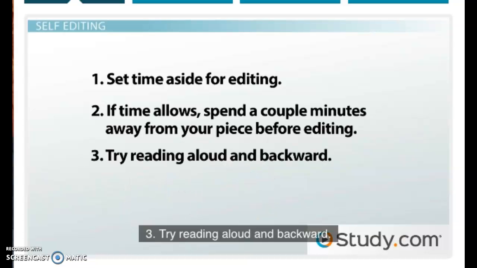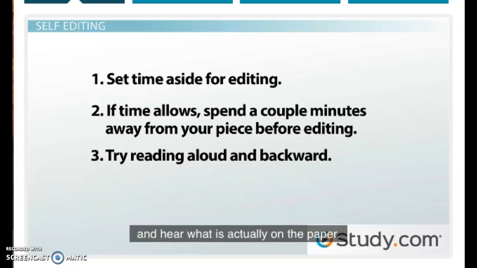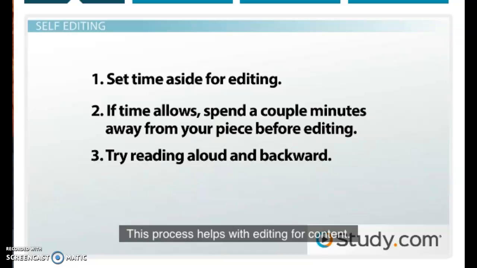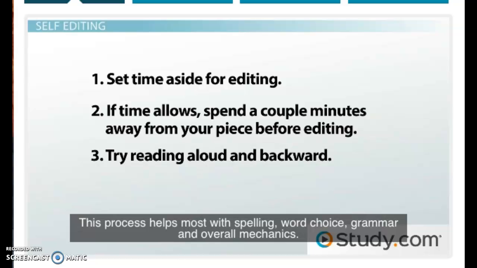Number three, try reading aloud and backward. Reading your paper aloud allows you to stop seeing what you intended to write and hear what is actually on the paper. It allows you to more easily check for the proper flow and experience the level of difficulty it will take to read your paper smoothly. This process helps with editing for content. Reading your paper backward allows you to see each word. This process helps most with spelling, word choice, grammar, and overall mechanics.